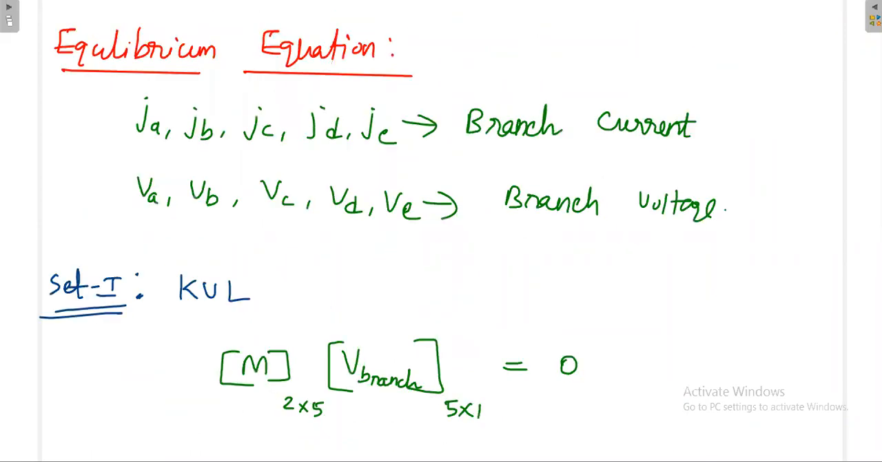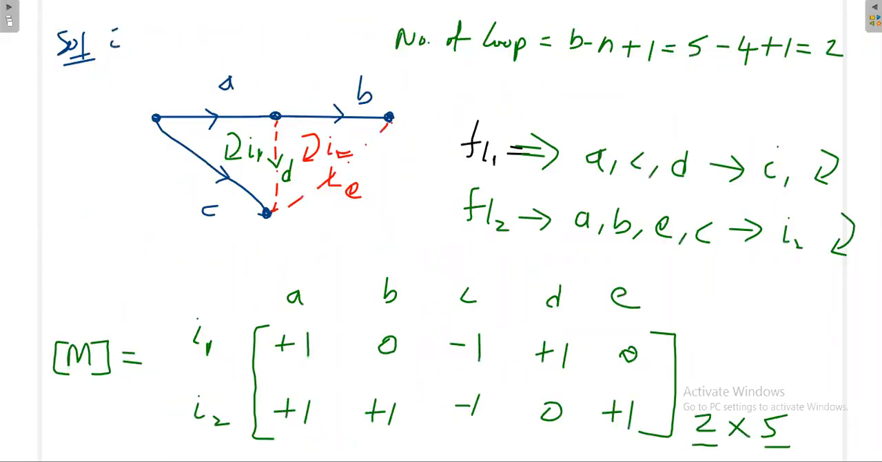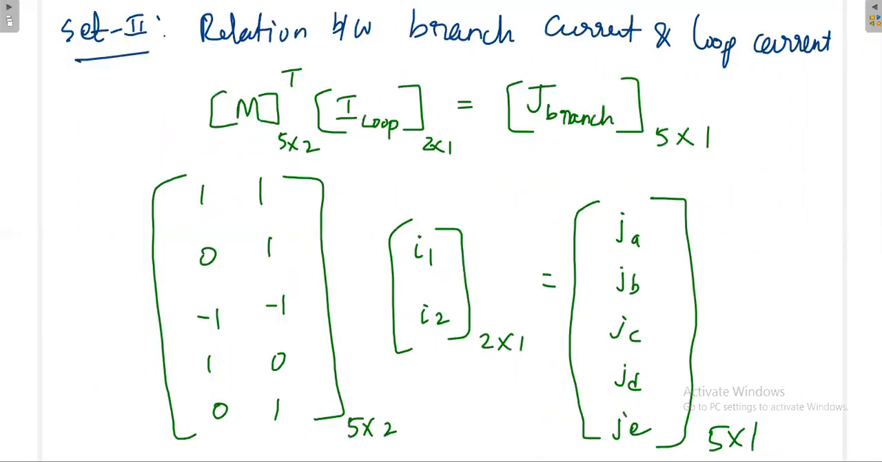You concentrate on the D branch. What is the current flowing in the D branch? I1 is flowing clockwise, I2 is also flowing clockwise. So once you are here, I1 is this way, but I2 is going up, that means I1 minus I2. So definitely ID value is equal to I1 minus I2. What about ID? Not ID, that means JD.